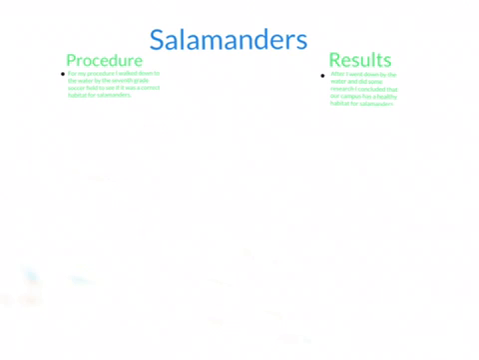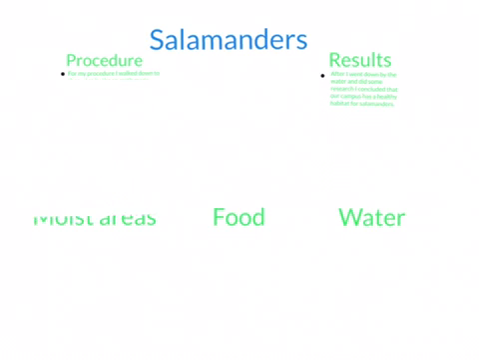Salamanders. Procedure. My procedure for salamanders was I walked down to the water by the 7th grade soccer field to see if it was the correct habitat for salamanders. Results. After I went down to the water and did some research, I concluded that our campus has a healthy habitat for salamanders because salamanders need moist areas, food, and water to survive, and our campus has those resources.